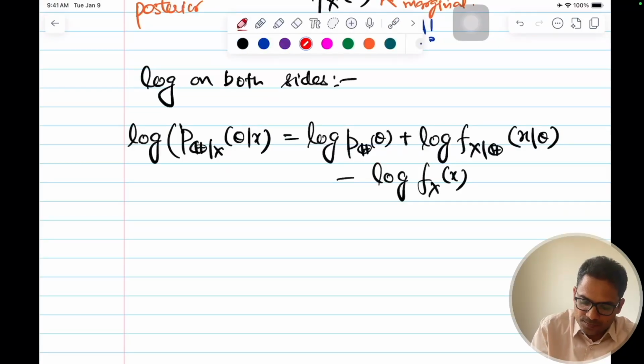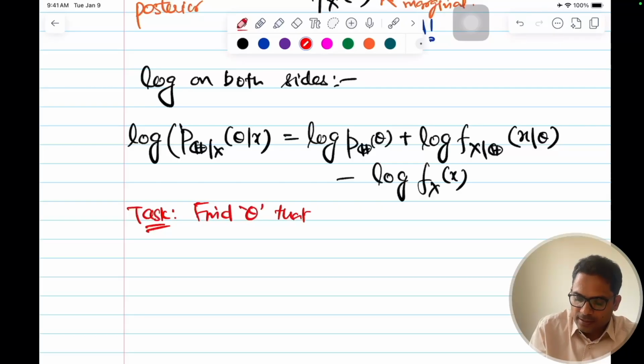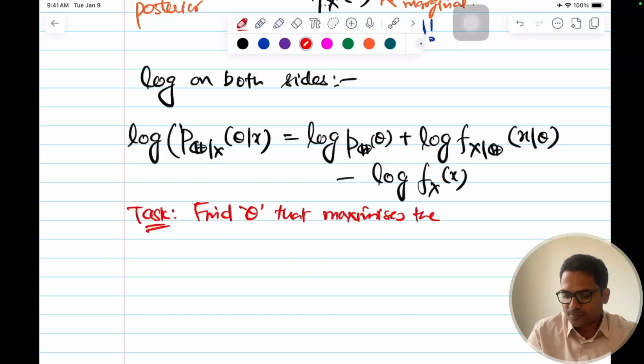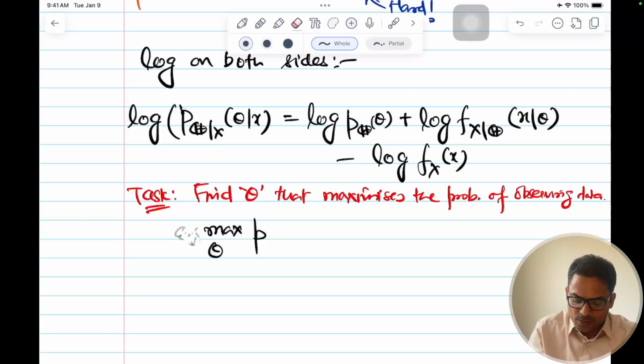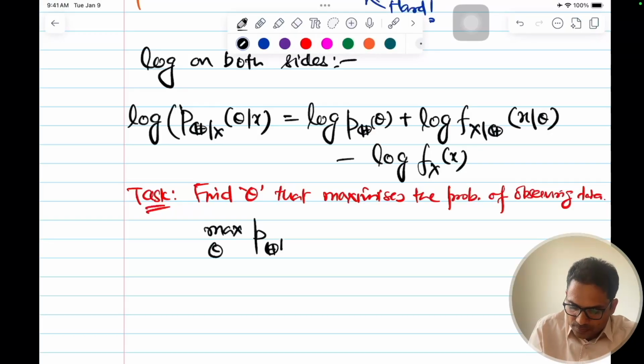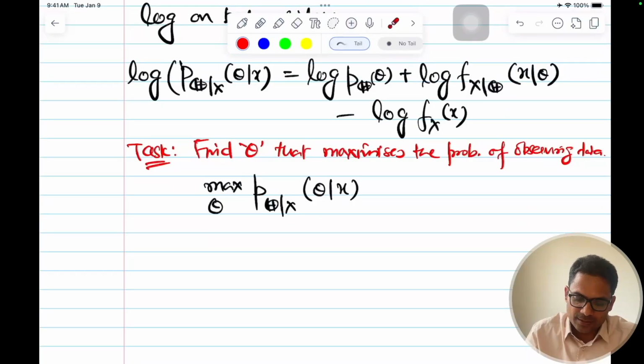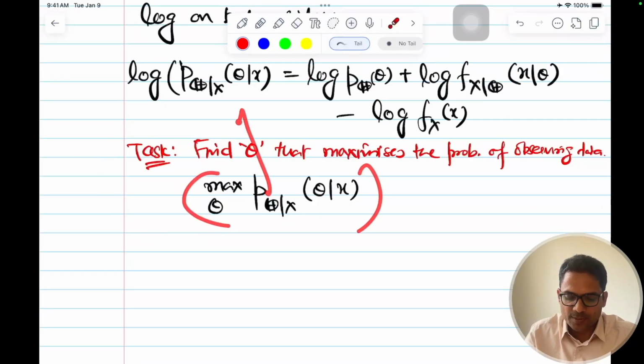And the task is to find the theta that maximizes the probability of observing the data. So we have to find theta max, the argmax over theta of p of theta given x, the small x, which will maximize this probability.